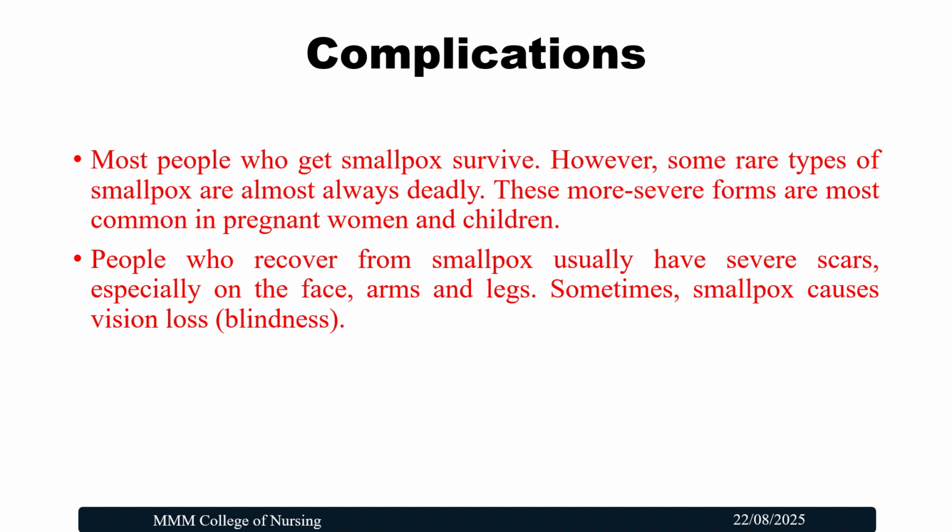What are the complications that occur after smallpox infection? Most people who get smallpox survive. However, some rare types of smallpox are almost always deadly. These more severe forms are most common in pregnant women and children. People who recover from smallpox usually have severe scars, especially on the face, arms, and legs. Sometimes smallpox causes vision loss, which means blindness.